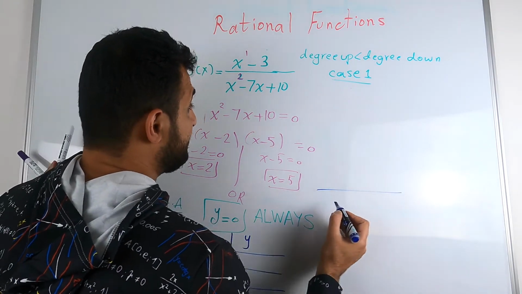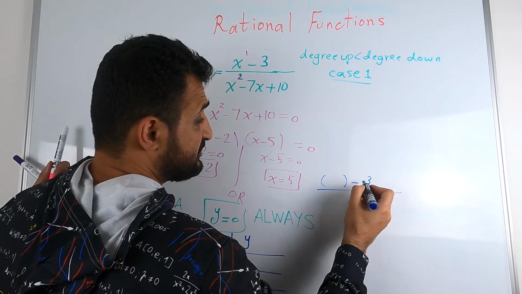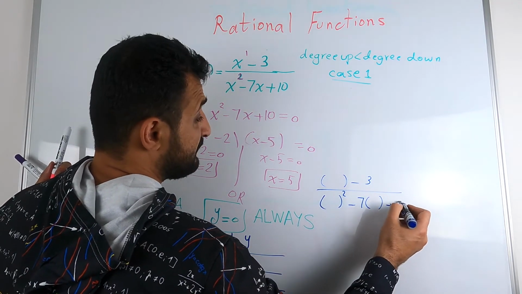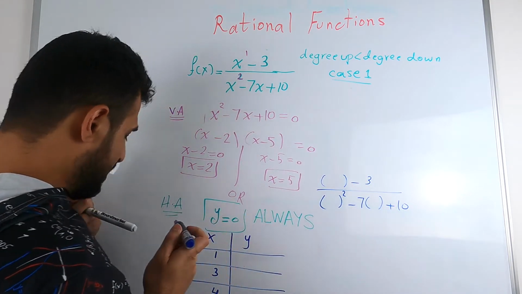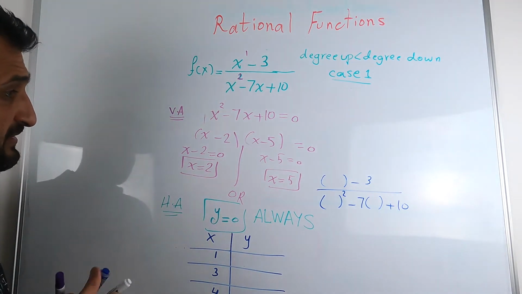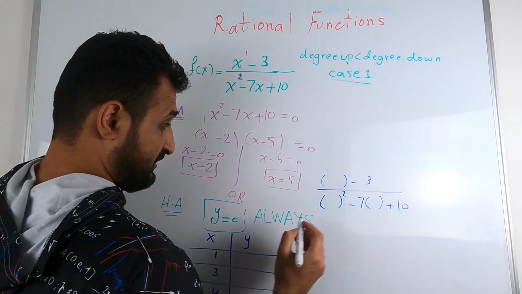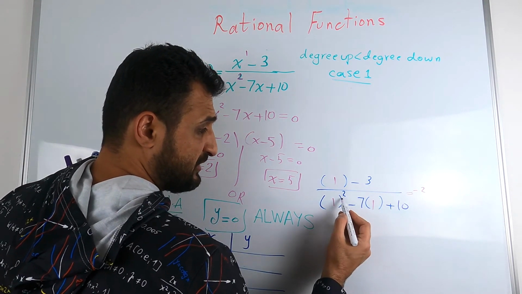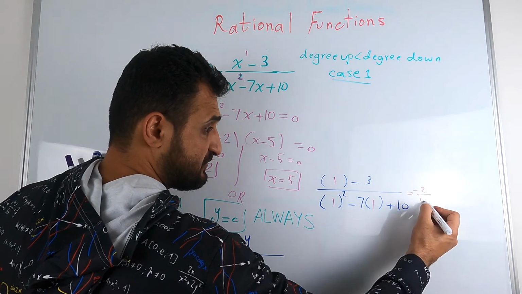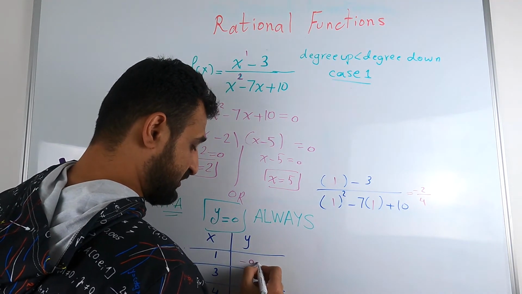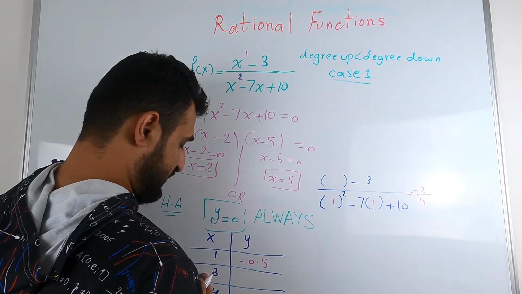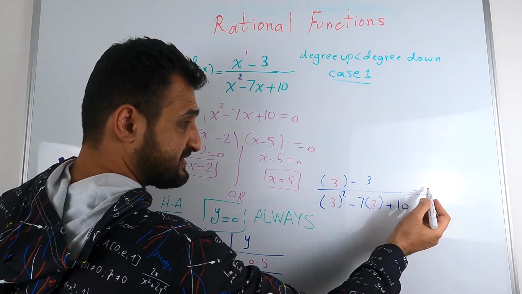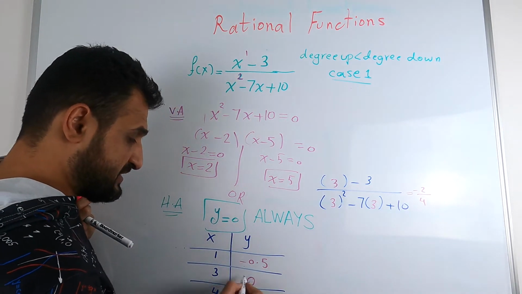So, pick up your calculator, write it as it is. Instead of each X, you put parentheses as it is. See? Now, fill in the blanks. Instead of each X, I will put 1. So 1 minus 3 is negative 2, 1 minus 7 is negative 6, plus 10 is 4. So negative 2 over 4, which is negative 0.5. Now I will put 3. Change it in the calculator. 3 minus 3 is 0, 0 divided by any number will be 0.